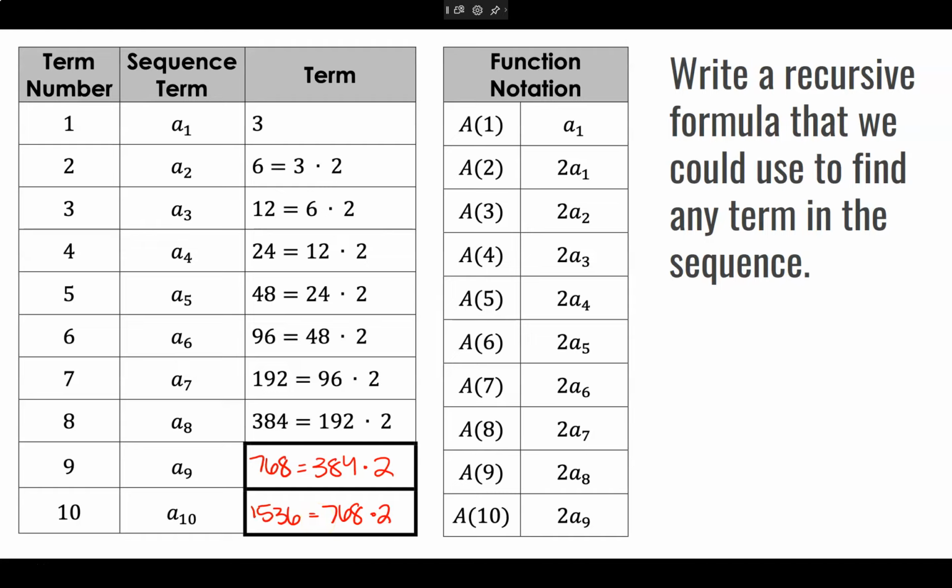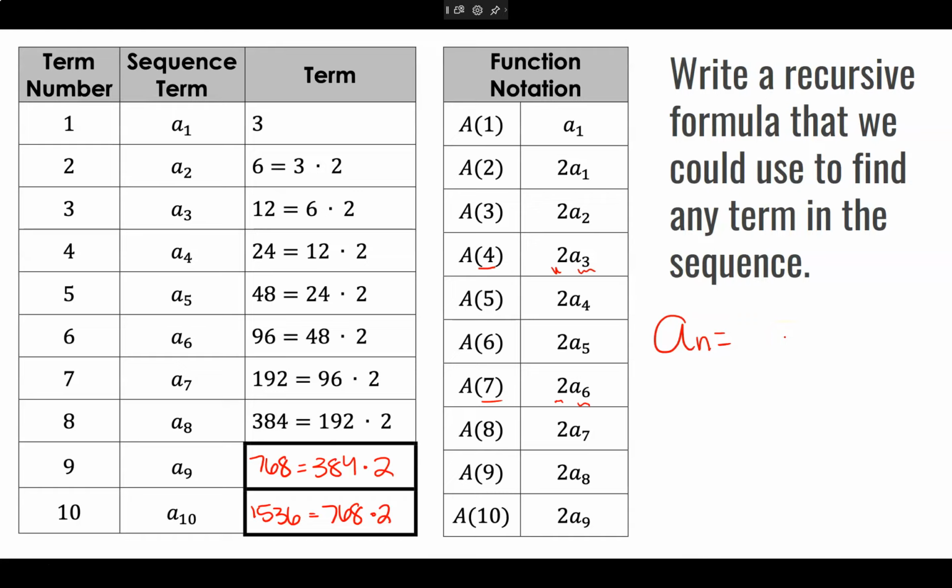So I took my function notation. I took my ratio, which was 2, and for the 4th term, I took 2 and multiplied it by A3. For the 7th term, I took my ratio, multiplied it by A6. So how could I use it to find any term? What are we going to do? Take my ratio and multiply it by what? Not the first term.